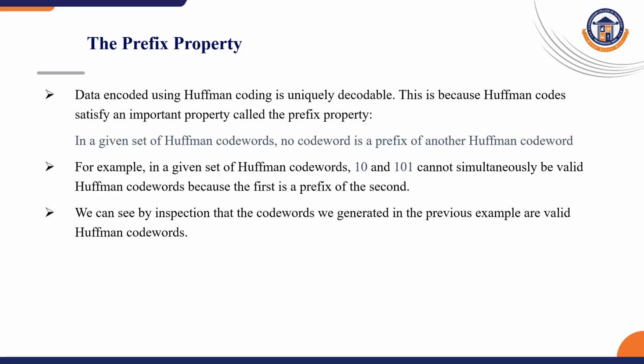So the prefix property: data encoded using Huffman coding is uniquely decodable. This is because Huffman codes satisfy an important property called the prefix property. No Huffman code word is a prefix of another Huffman code word. For example, the code words 10 and 101 cannot simultaneously be valid Huffman code words, because the first is a prefix of the second.